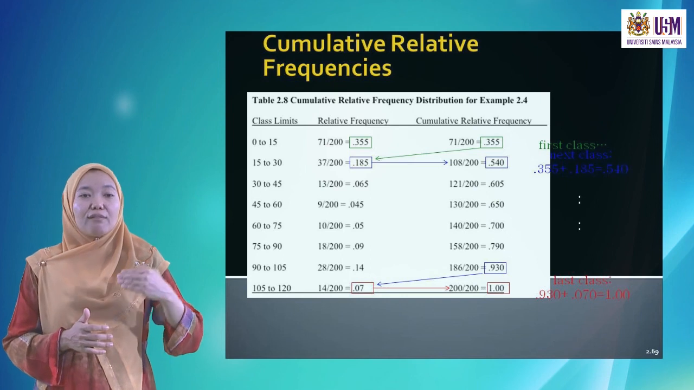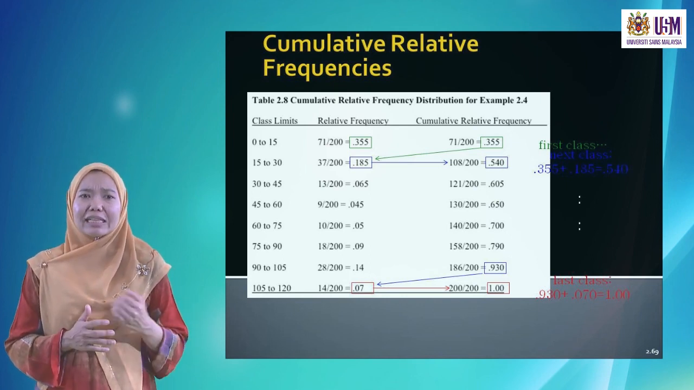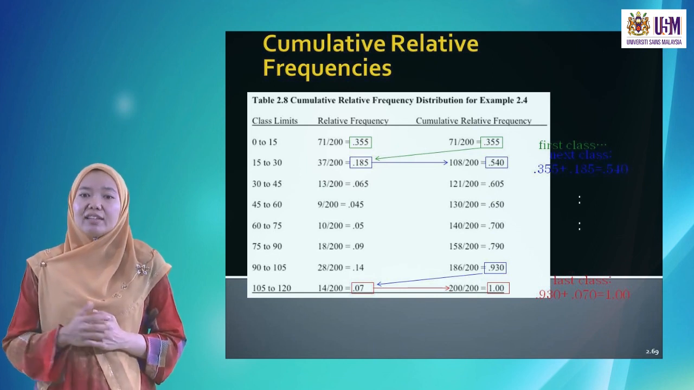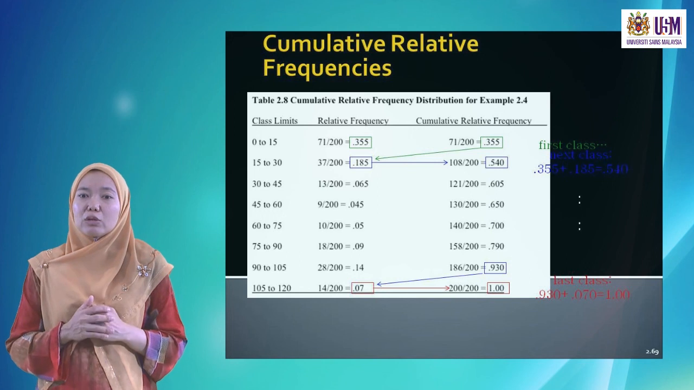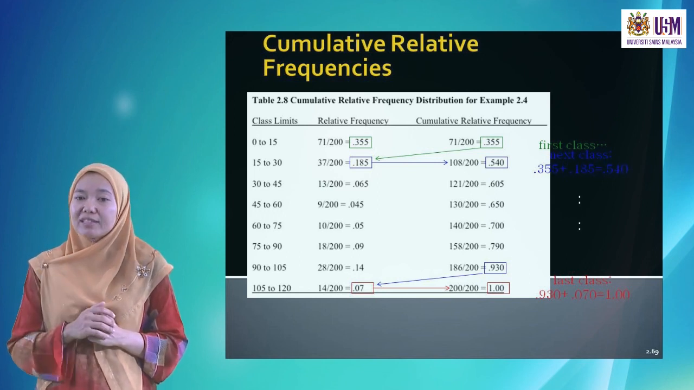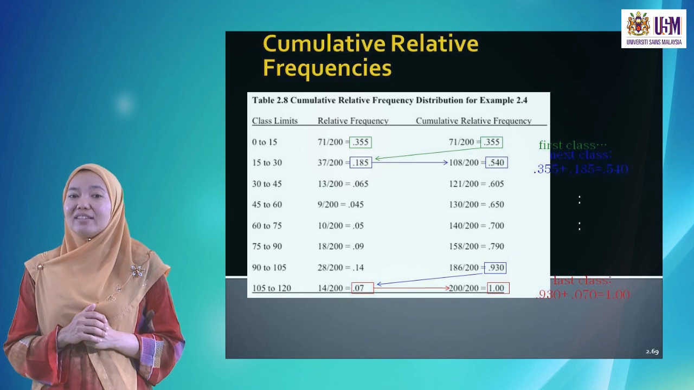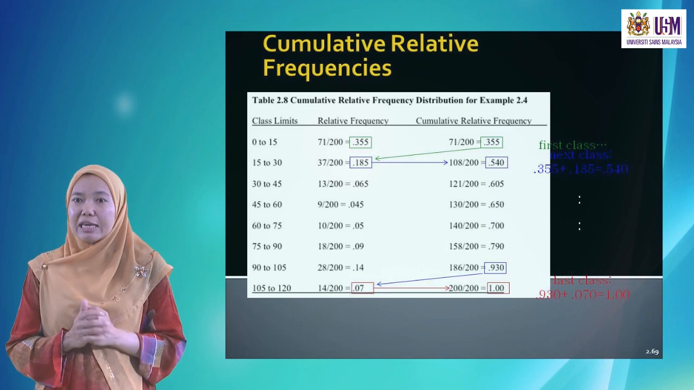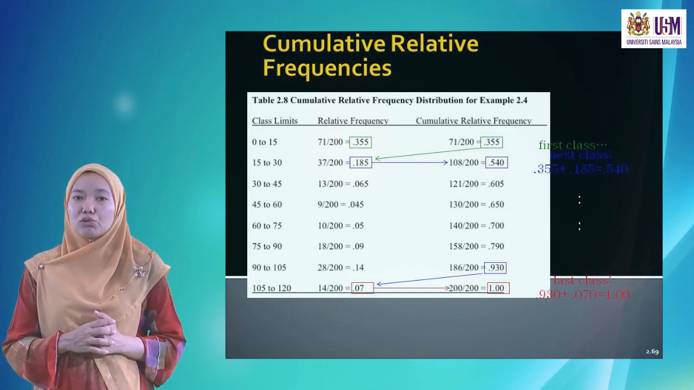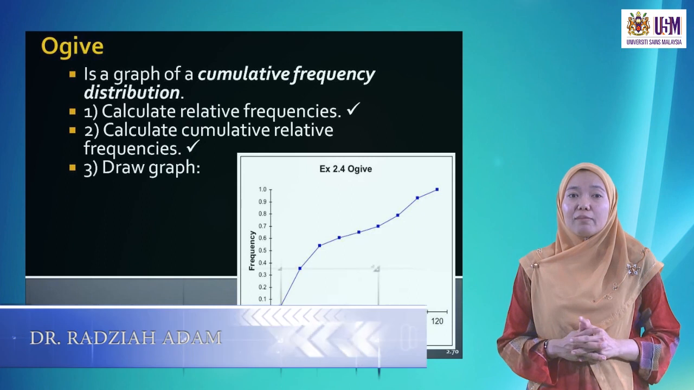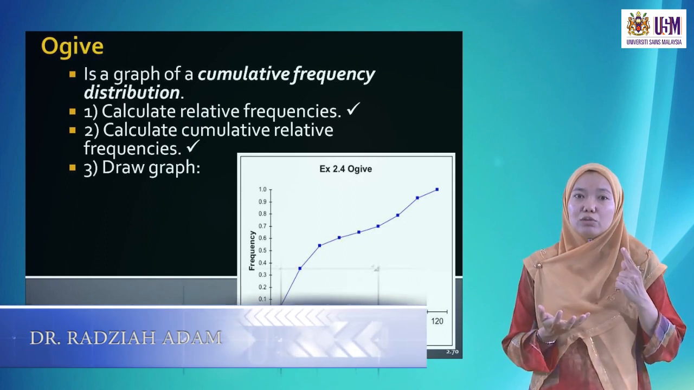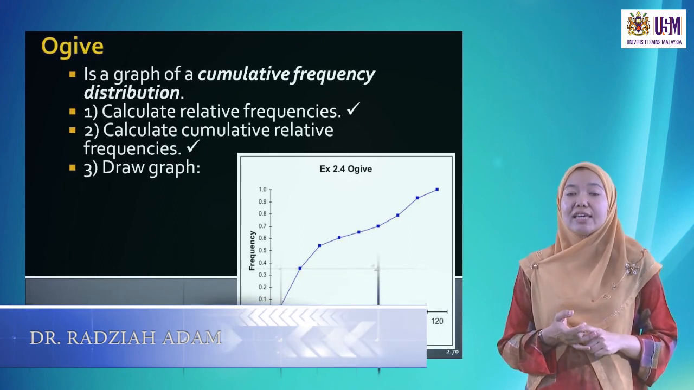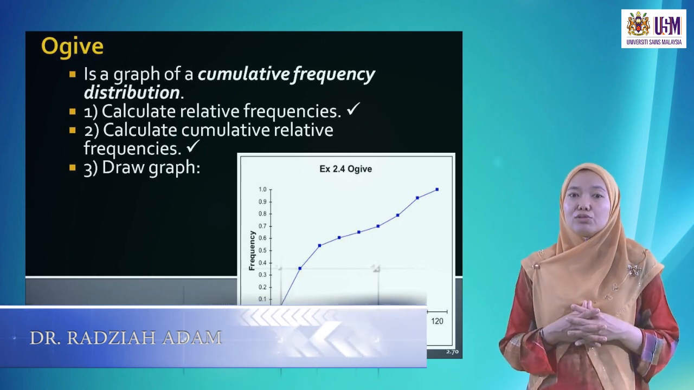And eventually, for the last group, for the class limit between 105 to 120 US dollars, what you get is a cumulative relative frequency of 1. Or if we are using percentages, it should equal 100. So that is the cumulative relative frequency table. You need this in order to draw an ogive. So the third step to draw an ogive, after you calculate the relative frequency in step 1, and then the cumulative relative frequency in step 2, is to draw the ogive.